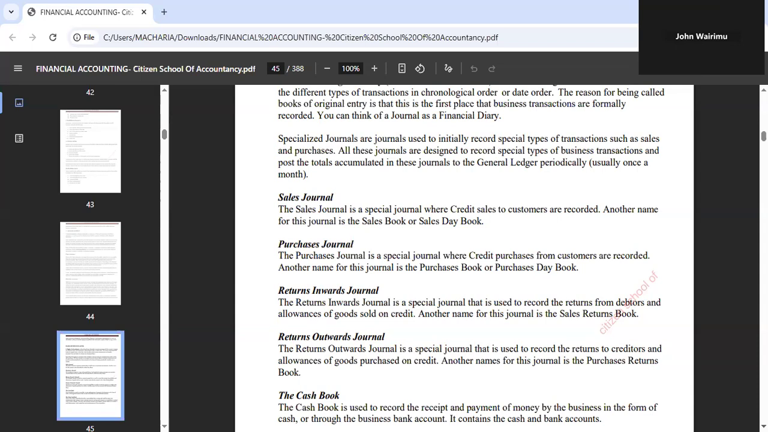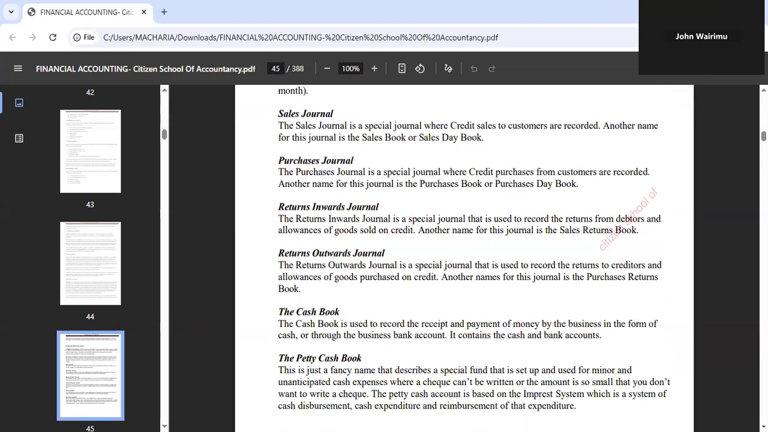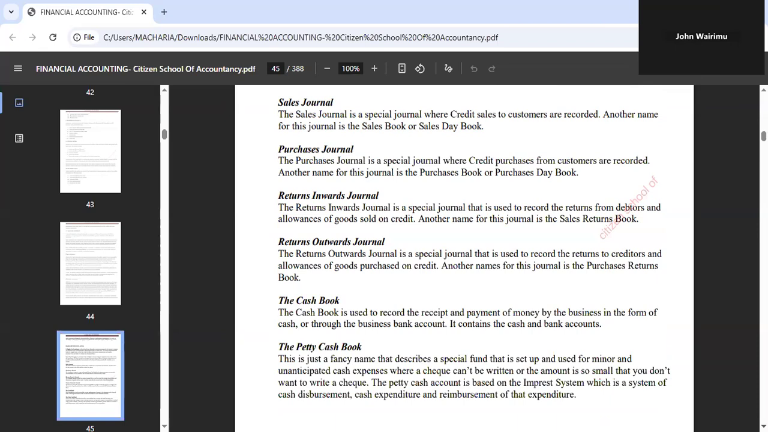Return inwards: when you make sales and goods are returned, you record them in the return inwards journal. Return outwards is for purchases. You see, return inwards is a special journal that is used to record returns from debtors. When you make sales on credit, you have debtors. When these debtors return goods to you, they are called return inwards. They are reducing your sales.